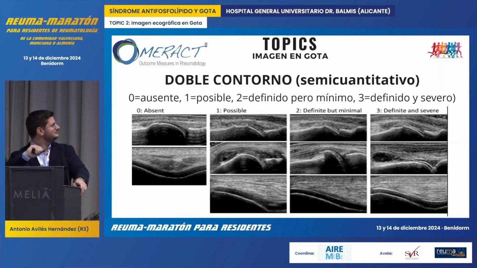In the first scenario, we would see a normal patient, one who does not have that feature, that double contour. And in the most severe grade, we would see a hyperechoic image that overlaps the bone cortex, which is what we refer to as double contour, which illustrates the deposition of crystals that accumulate on the articular surface.